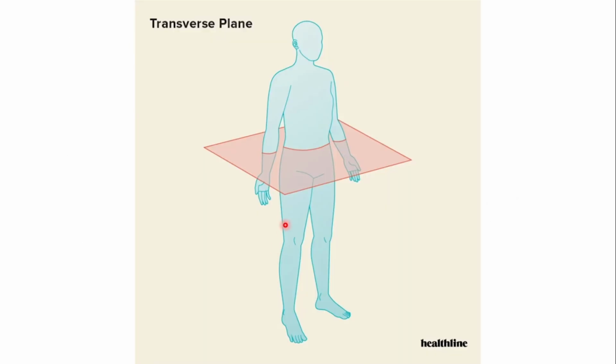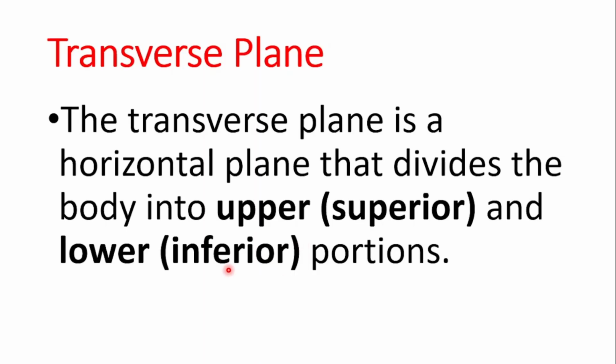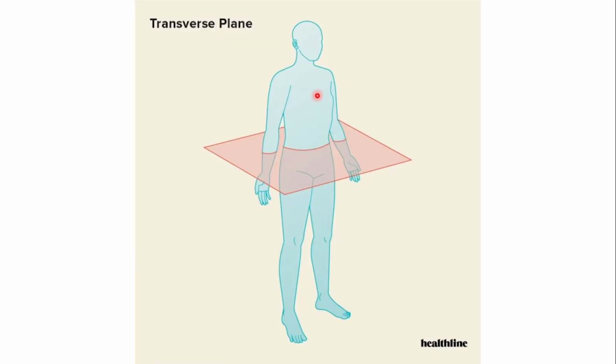Okay, so let's look at the transverse plane. Again, it's a horizontal plane, right? Left to right. And it's going to divide the body into the superior region and then the inferior region. That's what we call it. Yes, the inferior or lower region. So upper region, superior, and then inferior regions would be the lower region. And what divides that? The transverse plane.